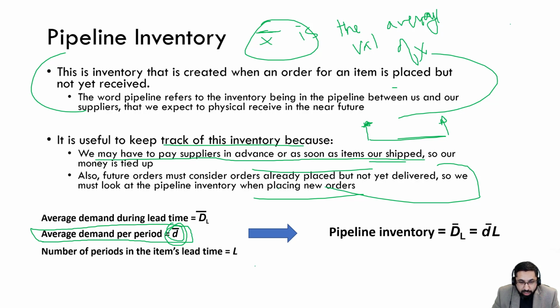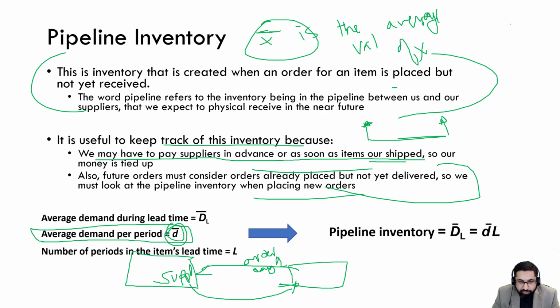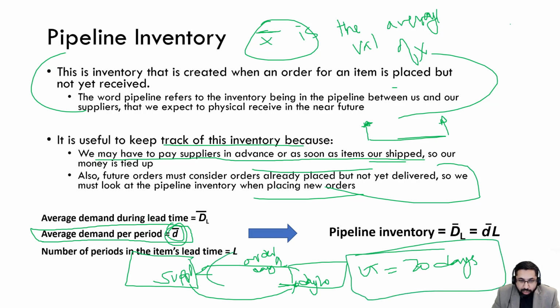Now, lead time is the time between ordering and receiving an item. If you place an order with your supplier on day 1, and the supplier gives you the items and they arrive on day 20, then your lead time is 20 days, because that's how long it took you to get supplies of that material. So if your lead time is 20 days and on average each day's demand is D bar, then on average your pipeline inventory will be your daily demand times the lead time in days, D bar times L.